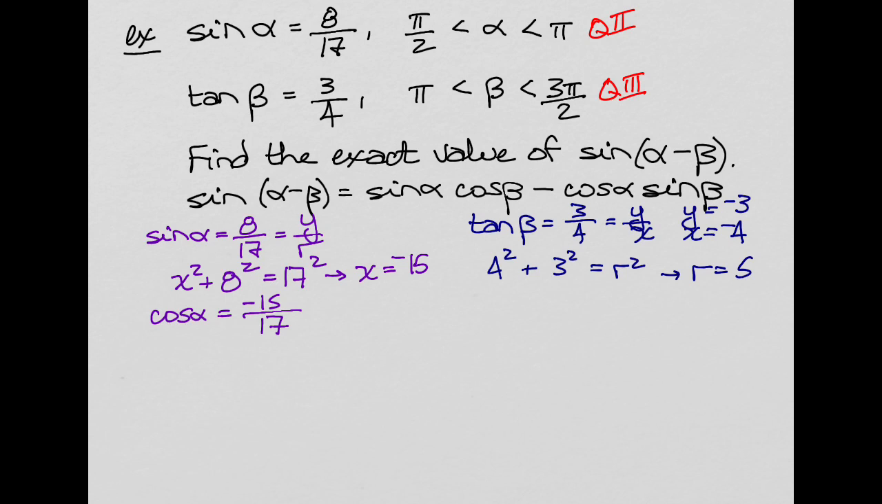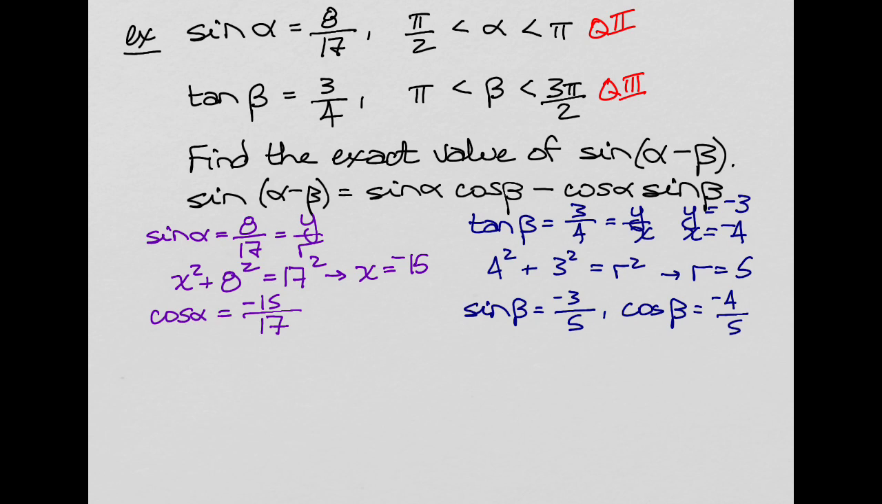Okay, I know x, I know y, I know r, which means I can find the sine of beta is y over r. And the cosine of beta is x over r. Which is not what I meant to write. We're going to put the actual values in there. Cosine of beta is x over r, which is negative 4 over 5. Well, now we have all the pieces to the puzzle. We just need to put them together.